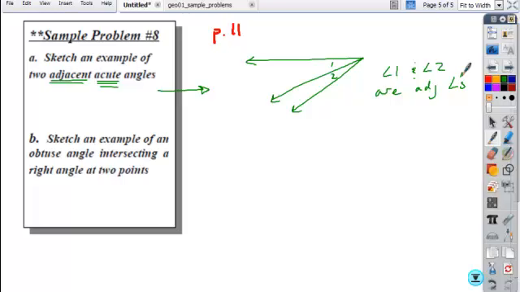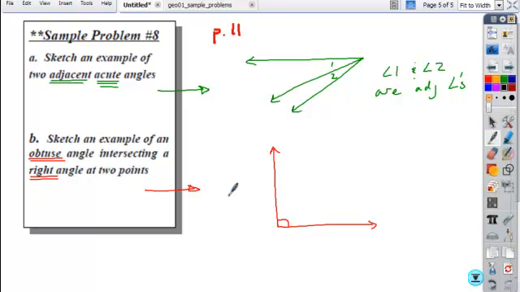And then in the sample B, sketch an example of an obtuse angle that intersects a right angle at 2 points. Okay, so if we start with a right angle, and again, anytime you're sketching it, you can use symbols to represent what it is that you're trying to accomplish. So the little squared off corner shows us that we're dealing with a right angle. And now we want an obtuse angle that intersects this at 2 points. So there's a bunch of different ways that you can do that.